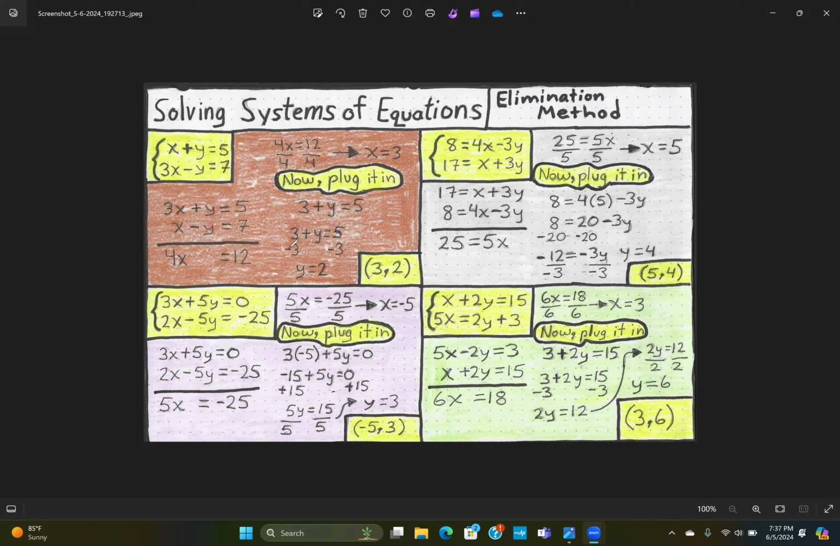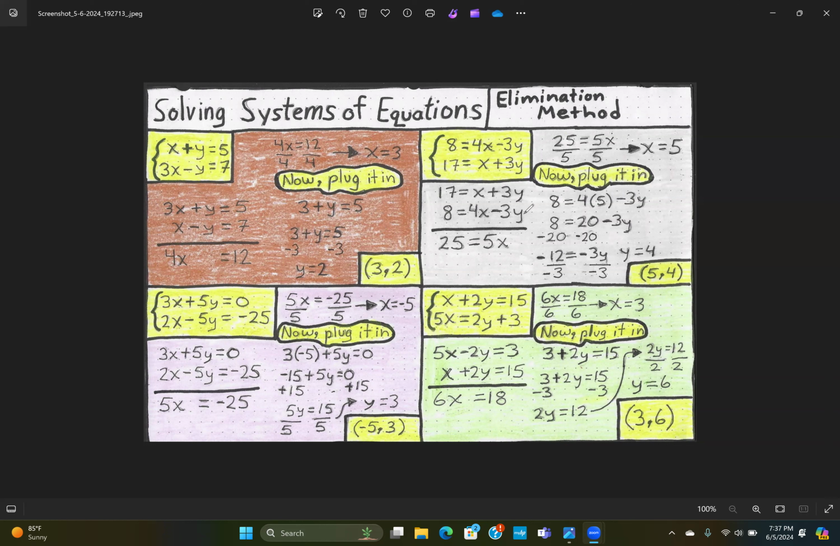Because all we have to do is just subtract 3 from both sides. And we know that 5 minus 3 would give us 2. So y is equal to 2. And there's our solution, 3 comma 2, because we know that x is equal to 3 and y is equal to 2. And that's where these two lines meet.